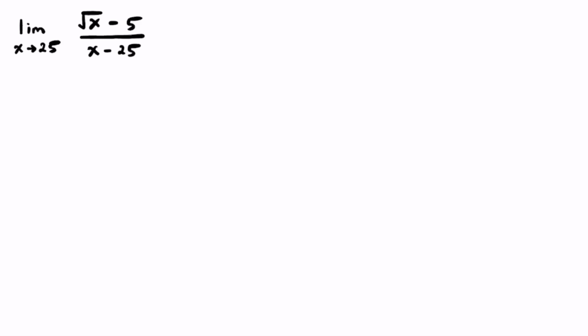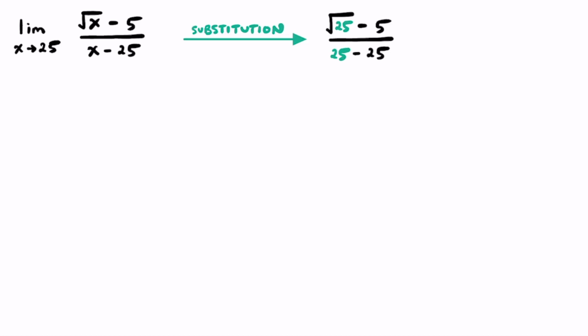Let's go ahead and evaluate this limit together. Typically at first, it's good to try substitution, but if we substitute in 25 in for x, see what's going to happen here. On top, we're going to have the square root of 25, which is just 5, and 5 minus 5 is going to be 0.